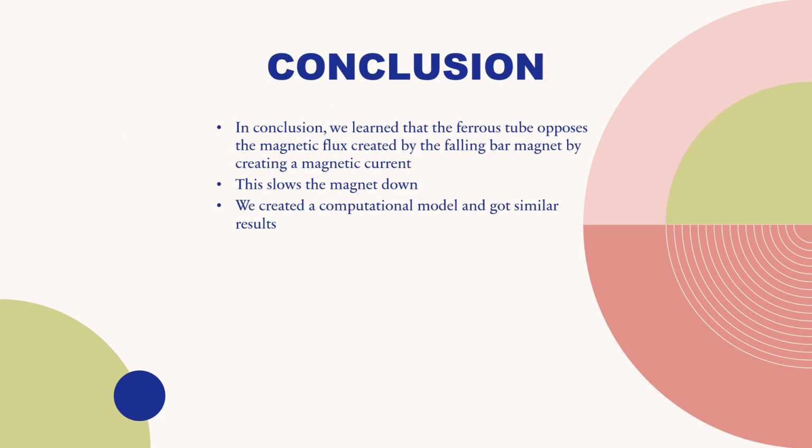In conclusion, we learned that the ferrous tube opposes the magnetic flux created by the falling bar magnet by creating a magnetic current. This slows the magnet down. We also created a computational model and got similar results.